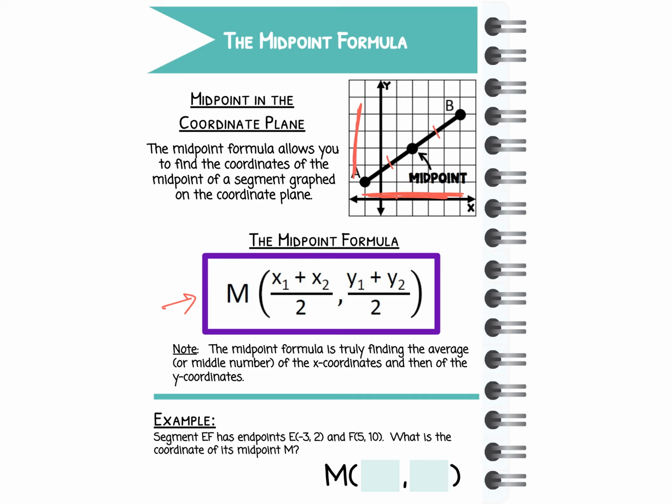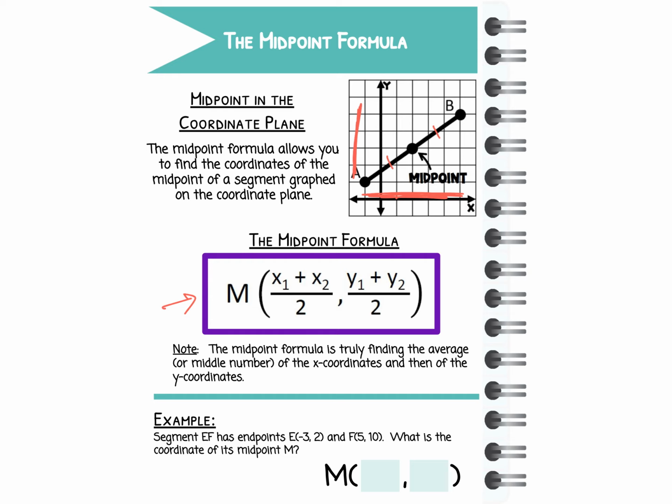Okay, so our formula says we're going to take x sub 1 plus x sub 2 divided by 2. That will give us our x coordinate. The y coordinate is found by taking the first y plus the second y and dividing by 2. That'll give us our y coordinate.